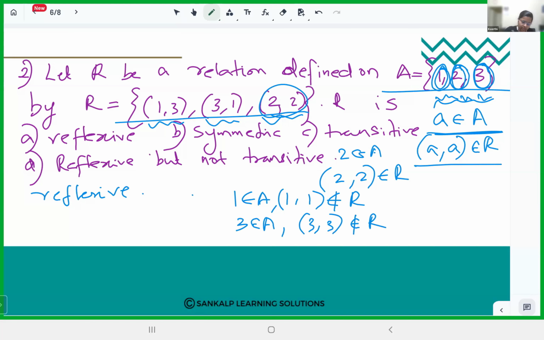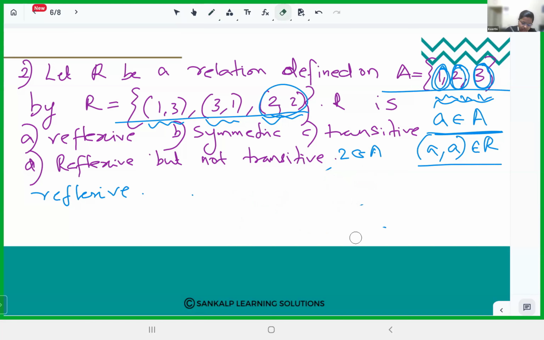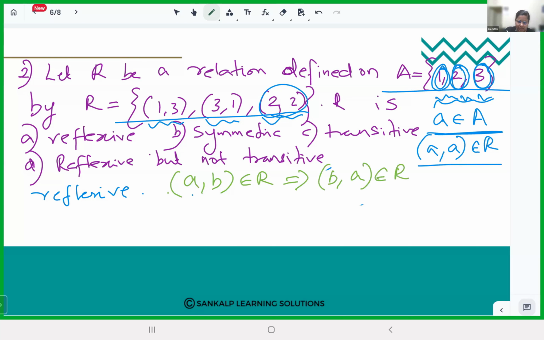Now what about the symmetric condition? Is that satisfied? How will you check whether a relation is symmetric? If you take an ordered pair (a, b) belonging to R, then we should get the ordered pair (b, a) which belongs to R. If for every (a, b) you have (b, a) in R, then the relation will become symmetric. So this is the condition.